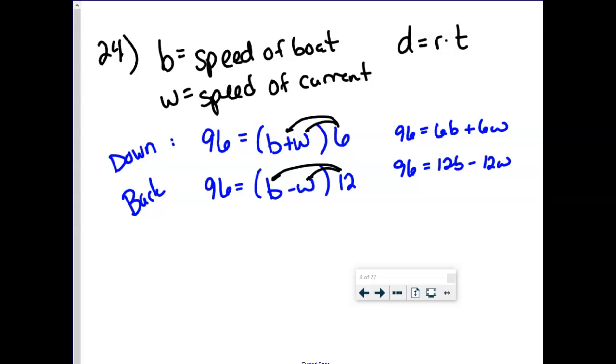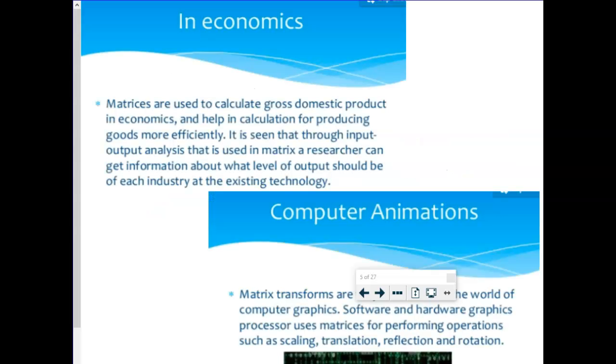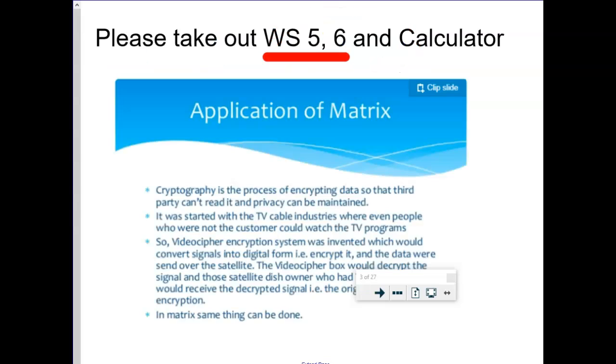I think you got it. Alright. Find worksheet 6. That's our notes for today. We're going to talk about our friend, the Matrix.